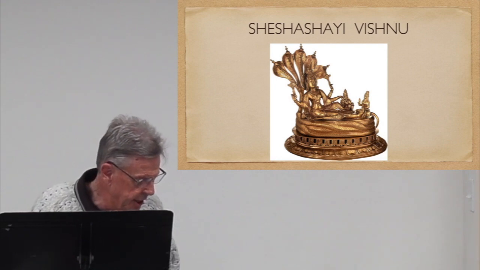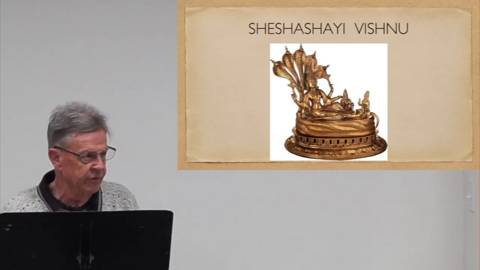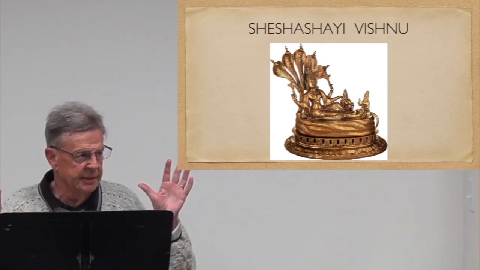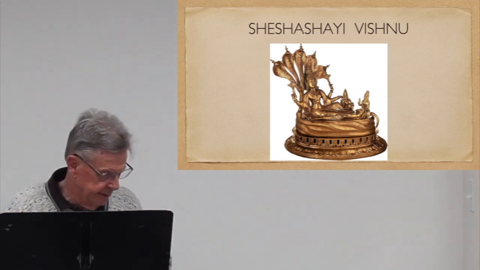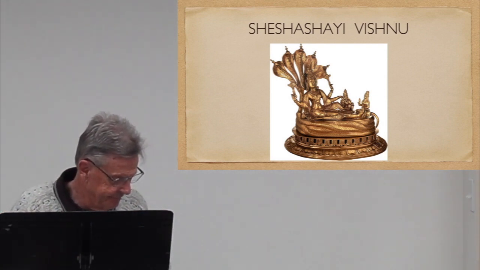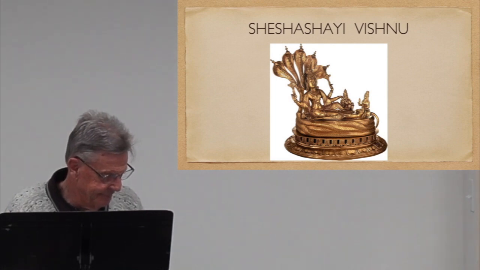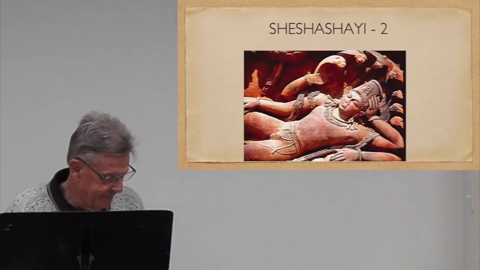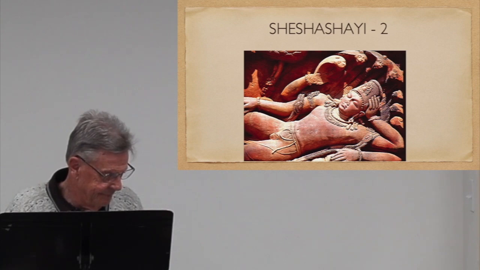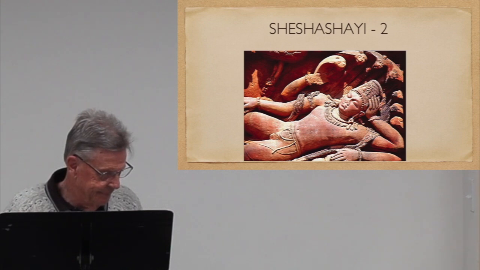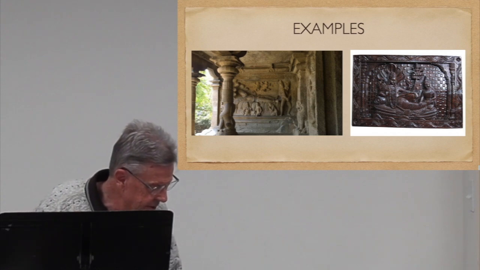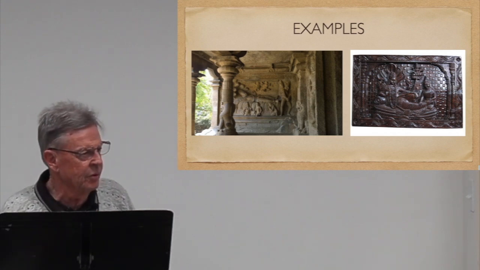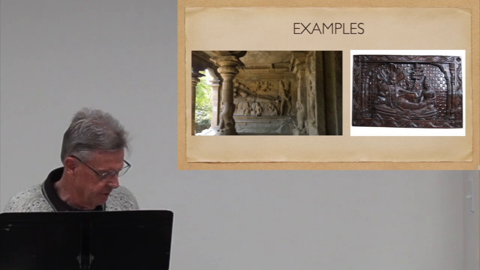Then there's the Sheshayi Vishnu. This is the one I mentioned, where Vishnu is lying on the snake, and then creation takes place when he wakes up. There's just a couple. They're a little hard to see. They're dark, but they're in wood. They're wooden sculptures of this image.